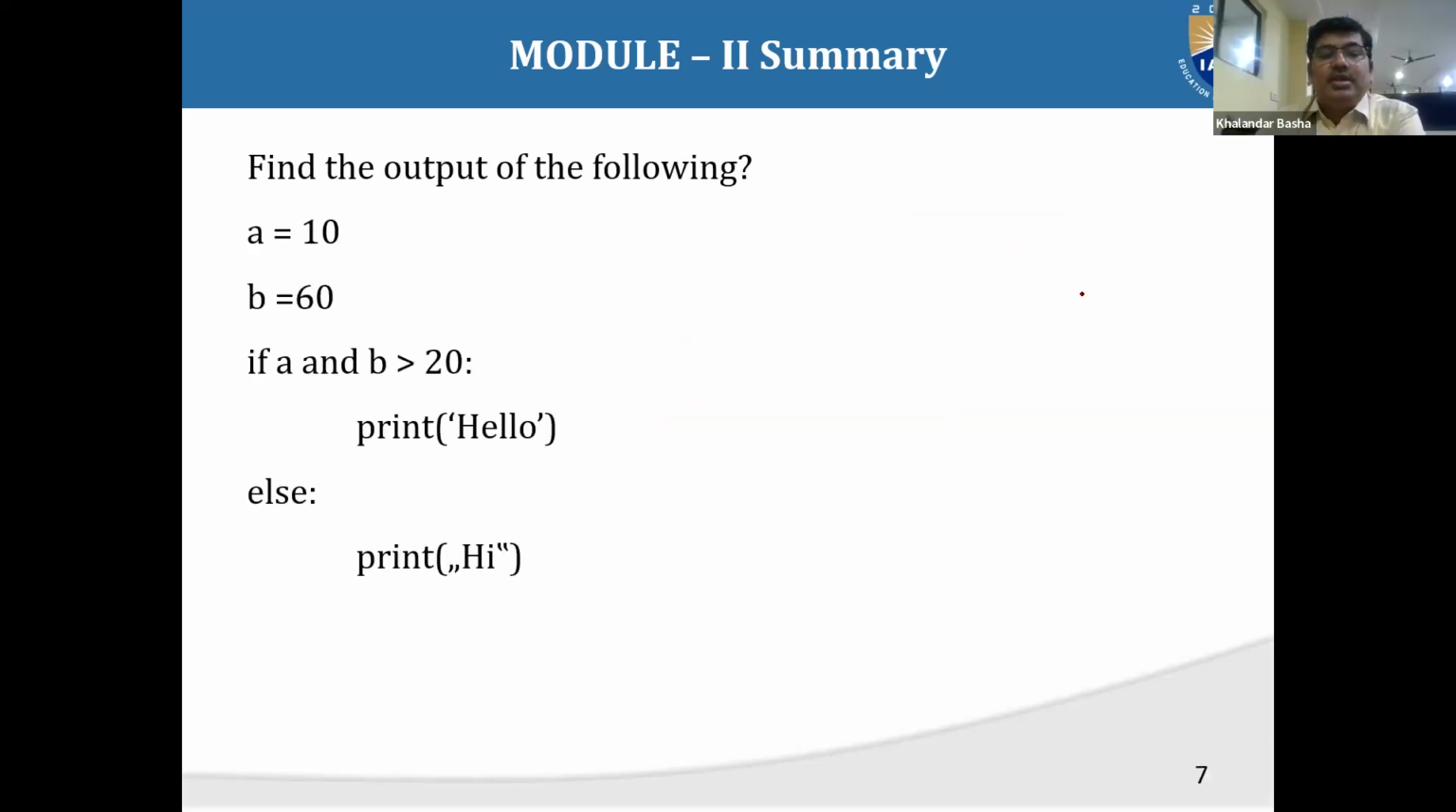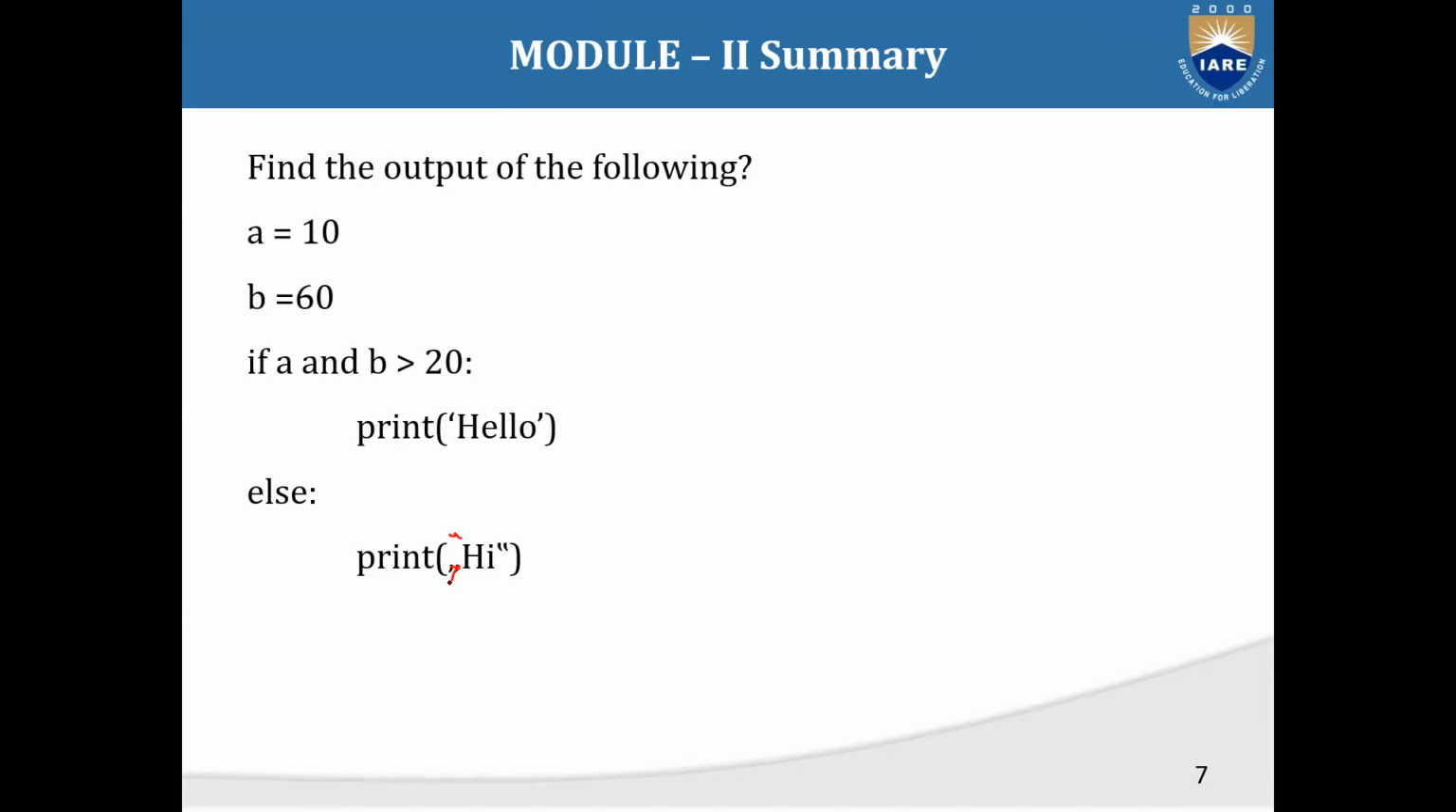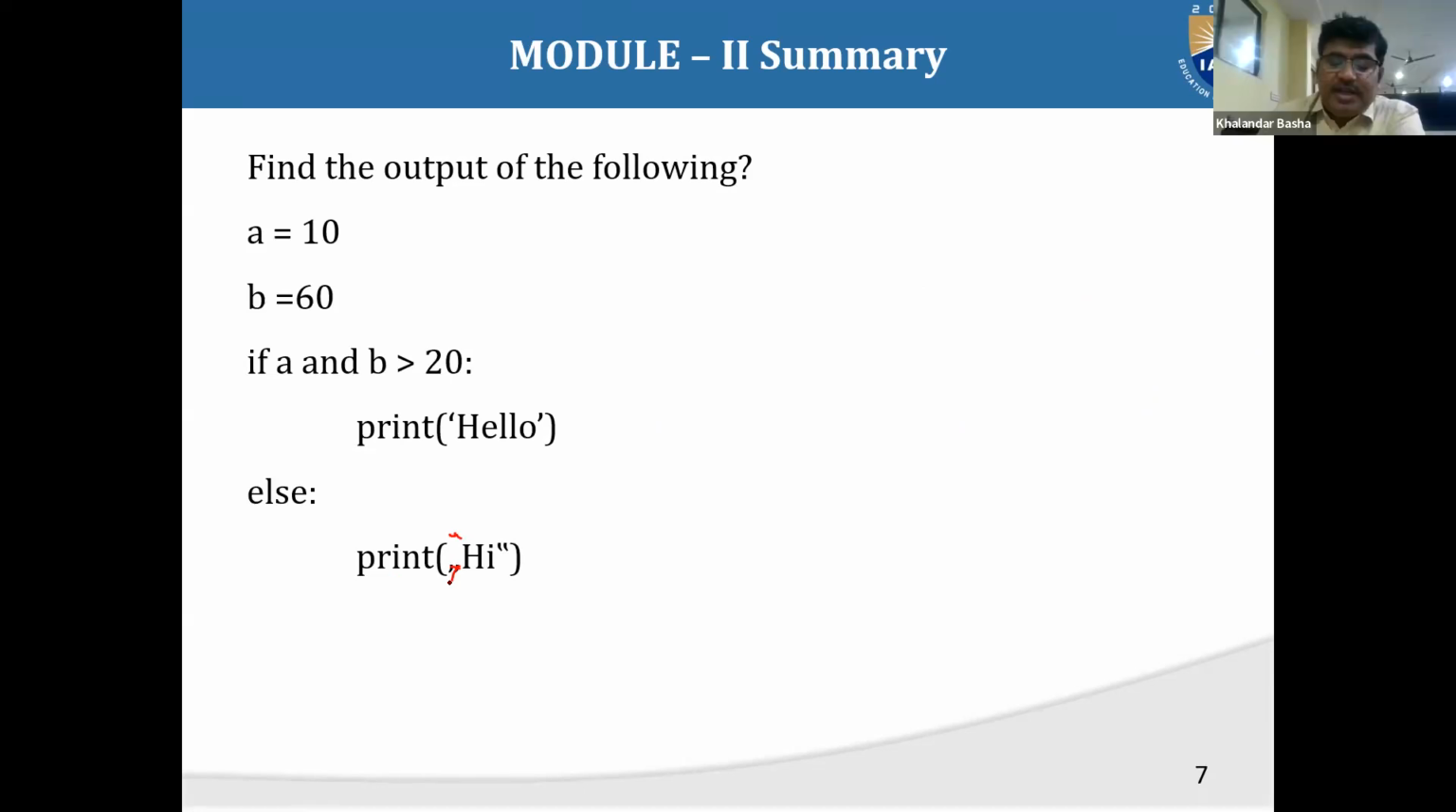Now can you tell what could be the output? Either it is going to print hello or it is going to print hi. Okay, it is not having colons properly. So whether it is going to print hello or hi. So what is the condition we have placed here? The condition we have placed is A and with B.